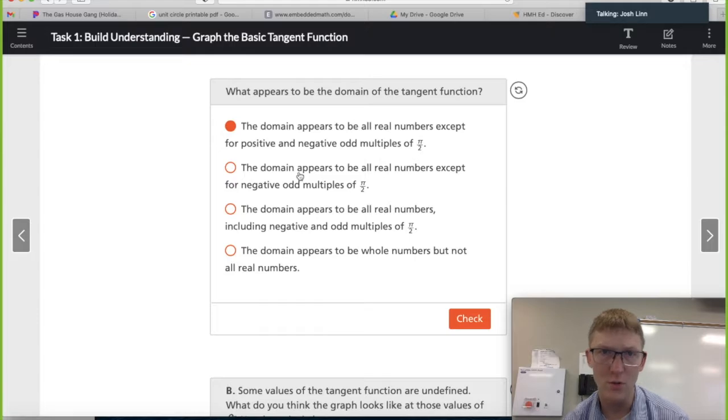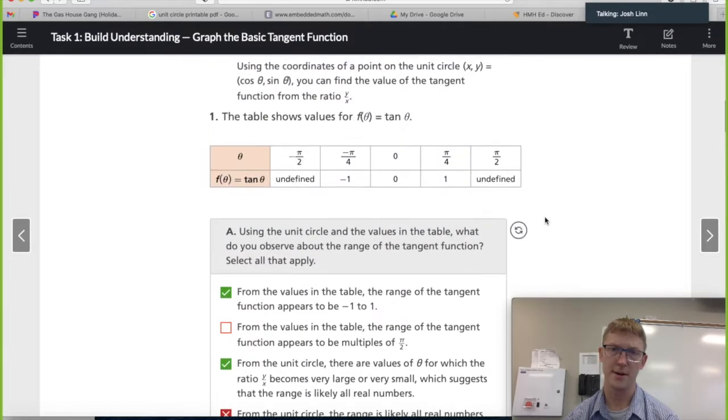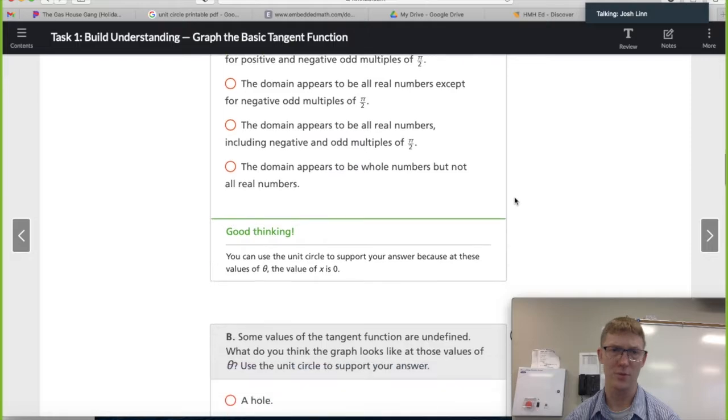The domain appears to be all real numbers except for negative odd multiples. No. The domain appears to be all real numbers including negative. Nope. The domain appears to be whole numbers, but not all. We'll stick with that. It's a weird way of saying it, but they're talking about this guy and this guy, and there's a pattern there.